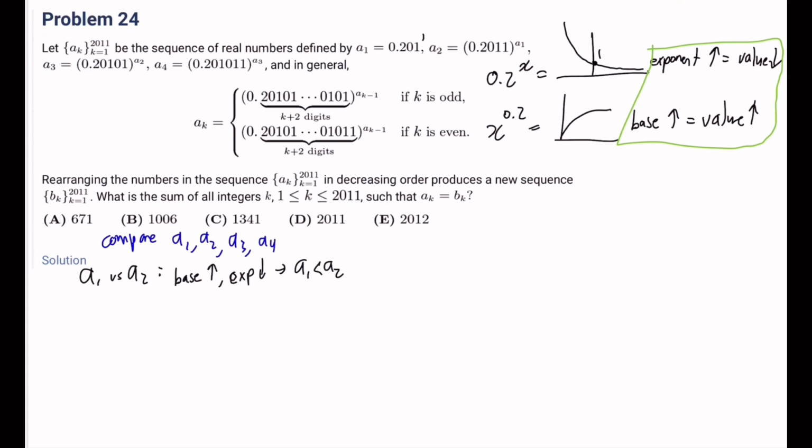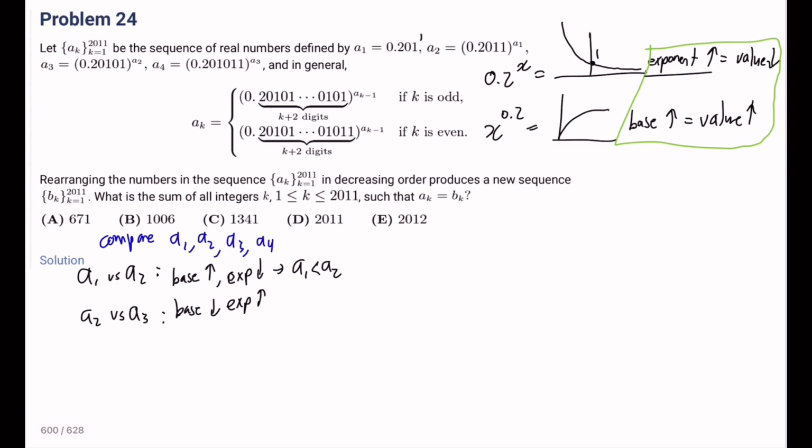And next, A2 versus A3. This is going to give us that A2 is this and A3 is that. And we see that the base got smaller. For the exponent, this is A1 versus A2, and we did say that A1 is less than A2. That means the exponent got bigger. So the base got lower, which means the value got lower, and the exponent got larger, which means the value also got lower. So this means that A3 is less than A2. So A2 is greater than A3.